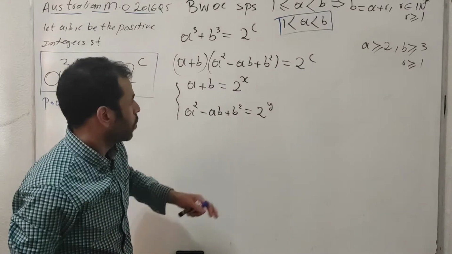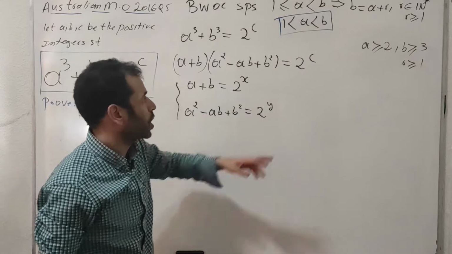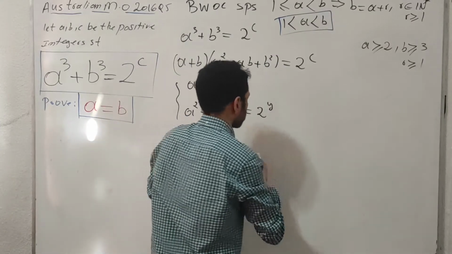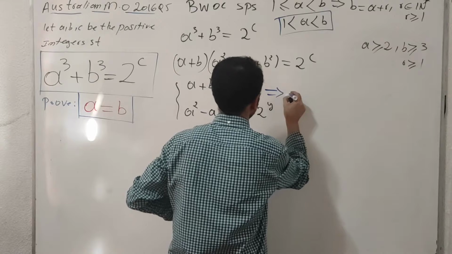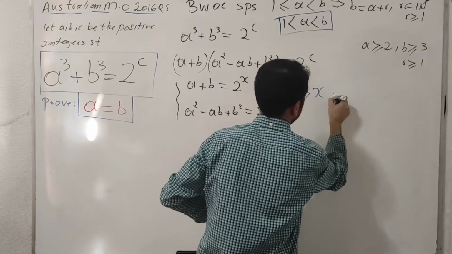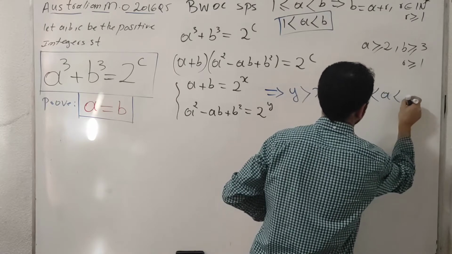Now I'm going to make a comparison between x and y, because I have proven that the previous case doesn't hold. So y is strictly greater than x if a is strictly greater than 1 and strictly less than b.